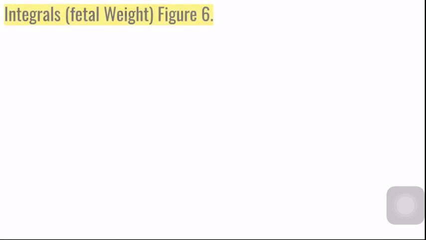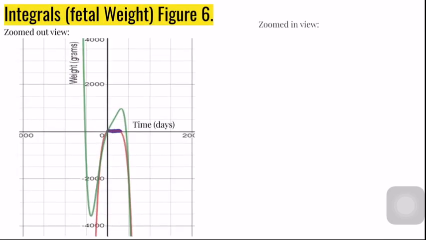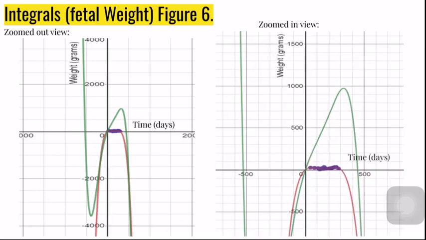Figure 6 represents the fetal weight in grams as a function of time in days. The green graph represents the antiderivative function, while the red graph represents the first derivative.